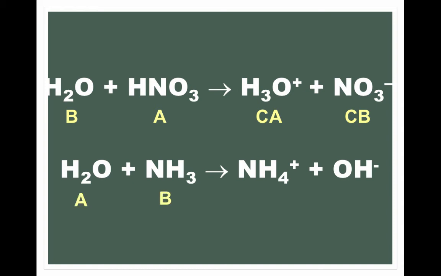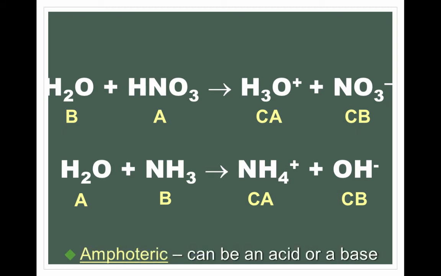So just a little review. The water is the acid, the ammonia is the base. The ammonia turned into ammonium, which is an ion. It is the conjugate acid because it now has an extra proton. And then water turned into hydroxide, which is now a conjugate base. Again, water is amphoteric, meaning that it can be either an acid or a base depending upon what's added to it.